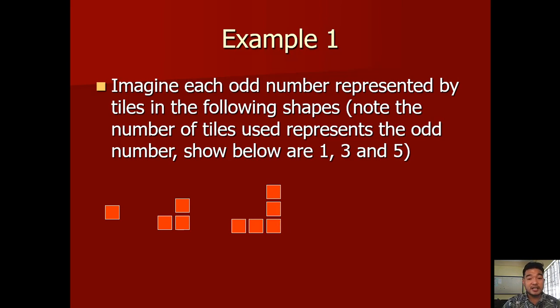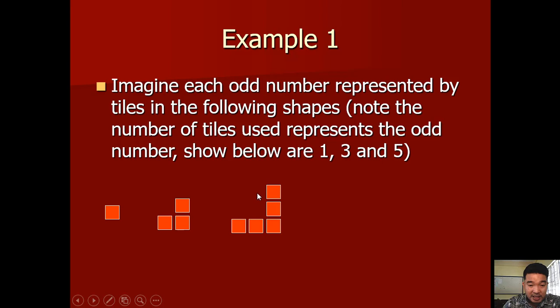Okay, note that the number of tiles used represents the odd number. So below are 1, 3, and 5. As you can see, if you put this square in this place, you'll be forming a square with two sides with 2 as its measurement of the side. And its area is equal to 4. So the sum of the first two odd numbers is equal to 4.